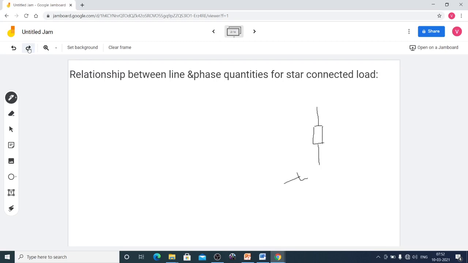Each phase has a load impedance of magnitude Z. So this is the star connected load, each phase having Z as an impedance. The common point is the neutral, denoted by N. Then this is the R phase, this is the Y phase, this is the B phase. This star connected load is supplied with the three phase supply.